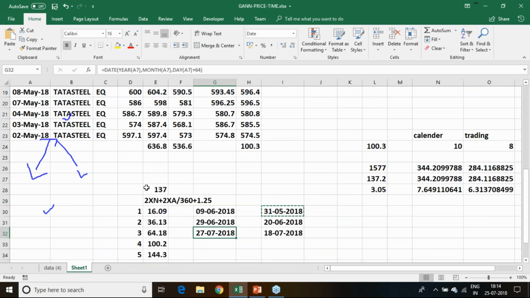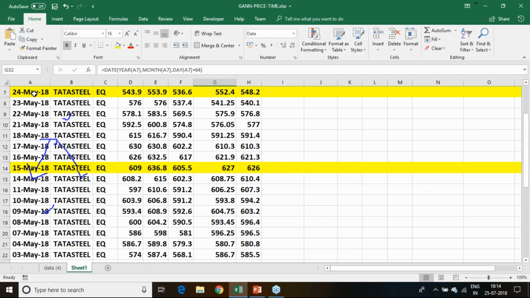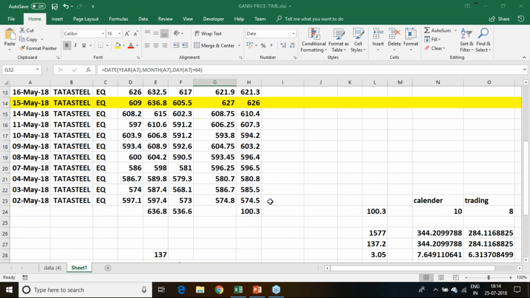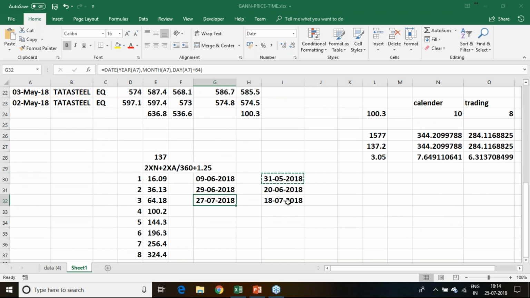So this is based on the reference we have taken from 24th May, when Tata Steel made the May month low. How about 15th of May? If we take from the 15th May, it gives 31st May, 20th June and 18th July. These 3 dates are very important.